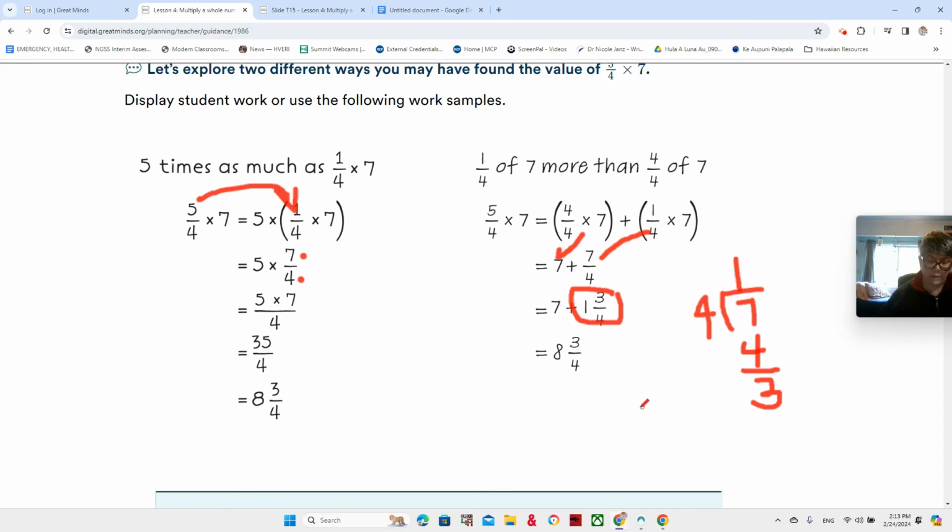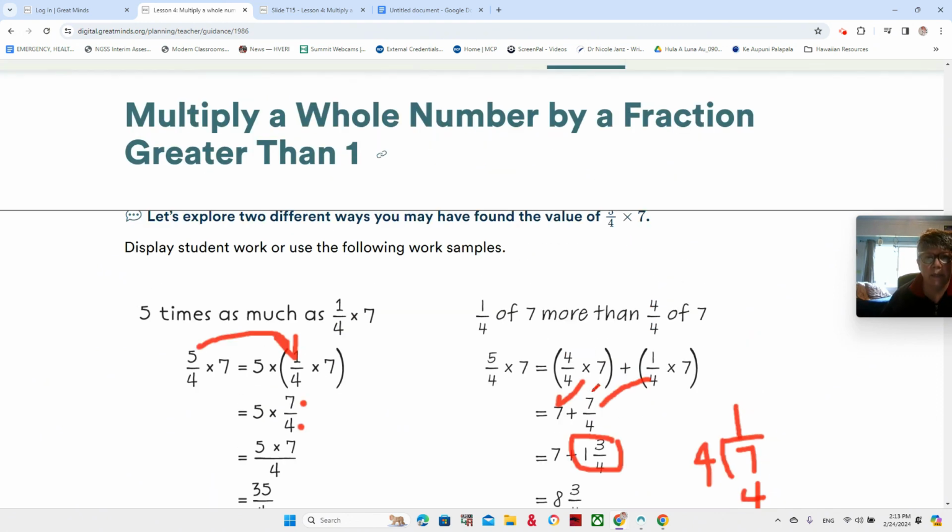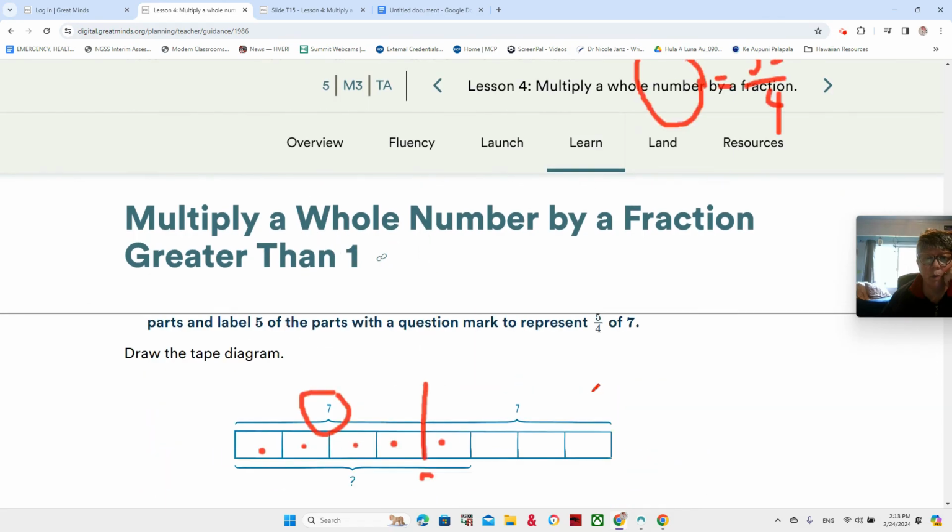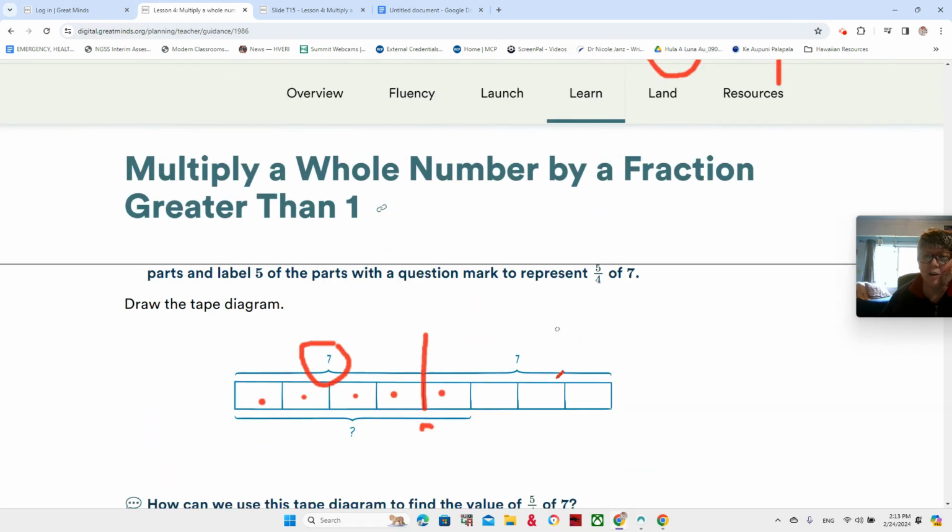So of course there's always more than one way to solve the answer, but you can do tape diagrams for numbers more than 1. All right, very good.